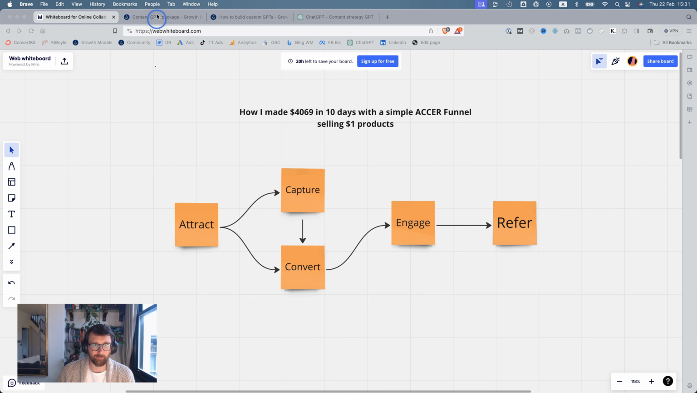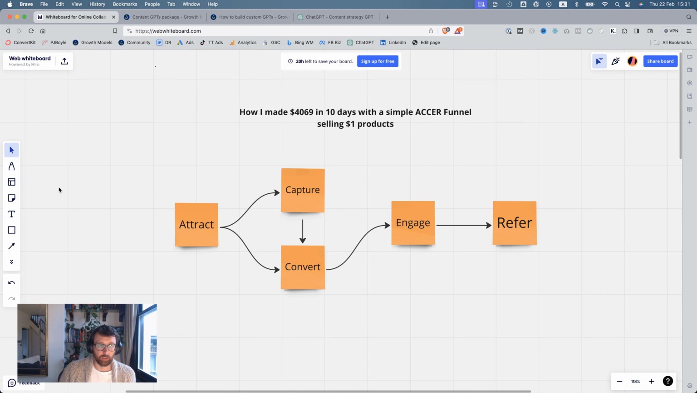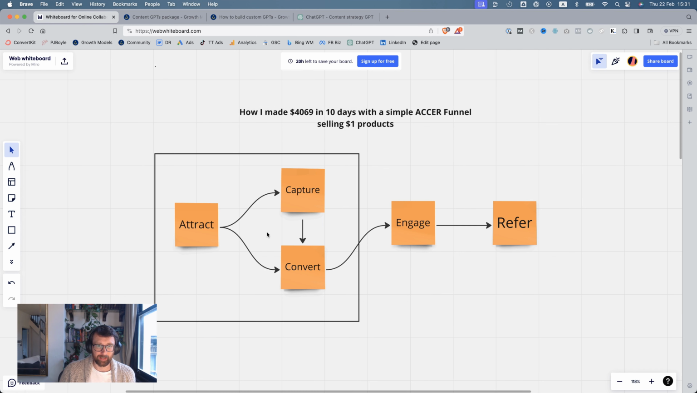So the product itself was this Content GPTs package. Price has now increased to $47. Always validate at a low price and then keep pushing the price up until you hit that price ceiling, or else you're leaving money on the table. And basically people would buy this for $1 and then they would be on my list. Wonderful, right? I will say that this Akka model, what we're talking about today, focuses on this section of the Akka model, and it will change a little, but we'll get into that.